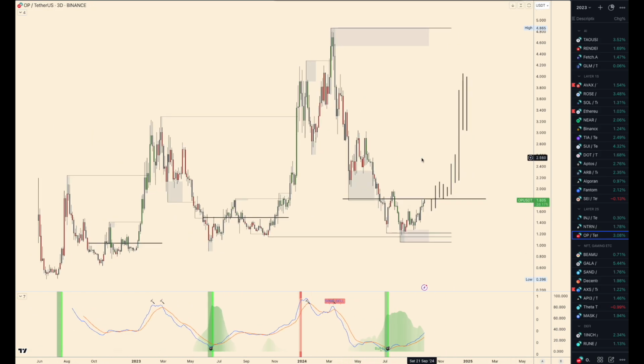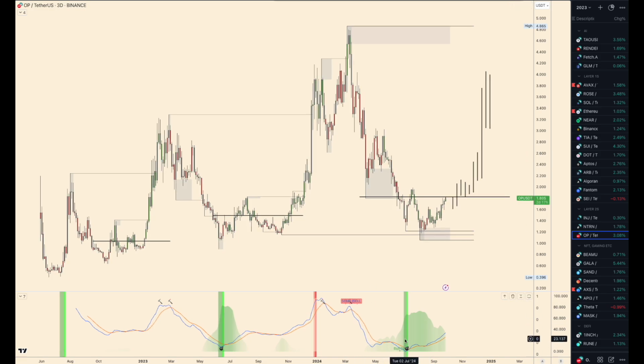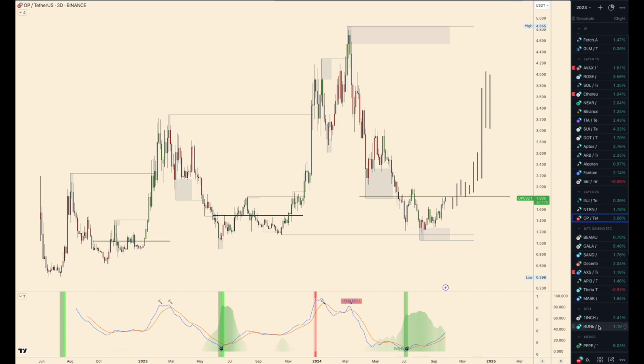OP, even though this is based on Ethereum, if I'm not mistaken, it looks good. It looks too good. On a 3-day, look at this massive buy signal. These are insanely good buy signals. You're having this fractal of price pattern. It's like, why fade it? Take a position. That's my take on it.